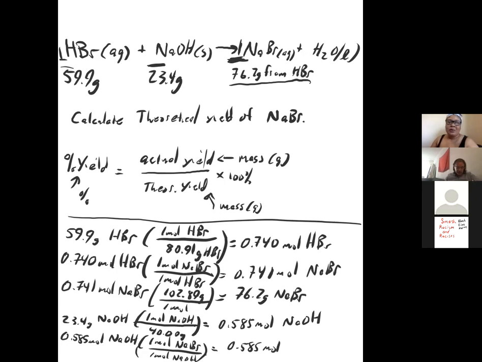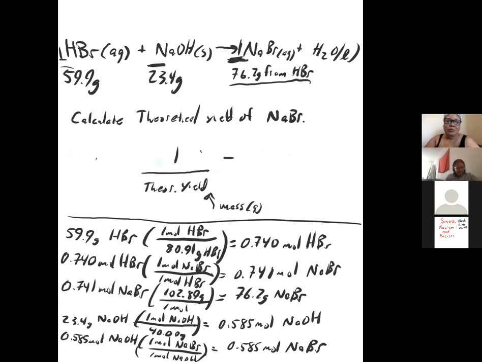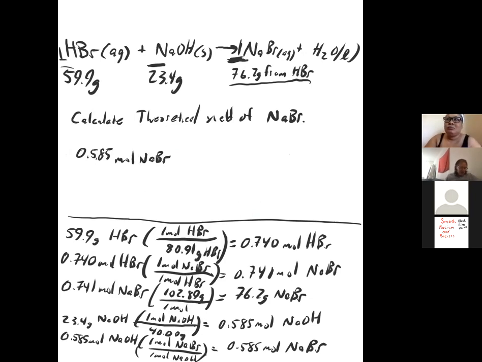Okay, I ran out of room here. Okay, so I'm going to have to come up here. So 0.585 moles of NaBr. And then how much did we say NaBr weighed? We had it here, 102.89. Okay, so times 102.89, and you get 60.2.